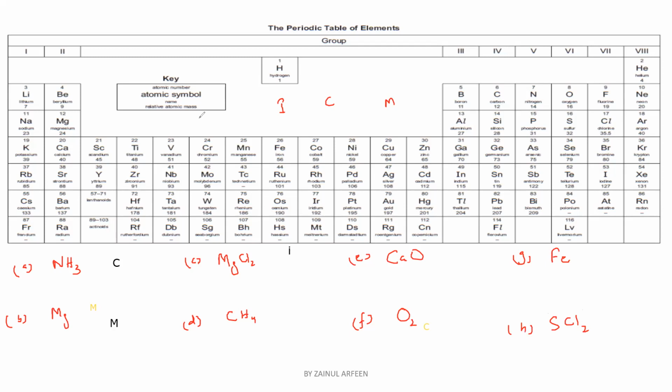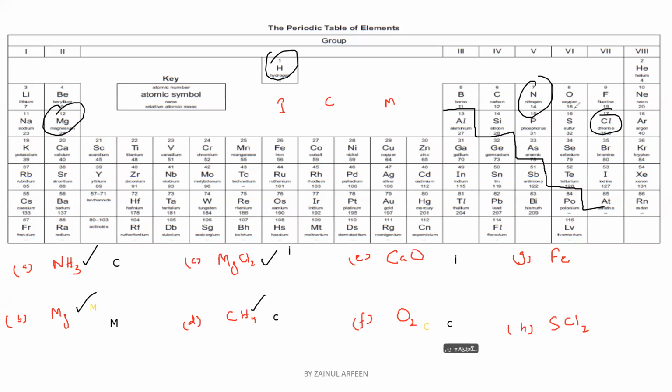So ammonia, because when you check ammonia, this is a staircase. So nitrogen is there and hydrogen. Both are non-metals, so covalent. That's right. Magnesium alone as a metal, so it will be metallic. Magnesium chloride. Magnesium is there and chlorine, metal and non-metal, ionic.